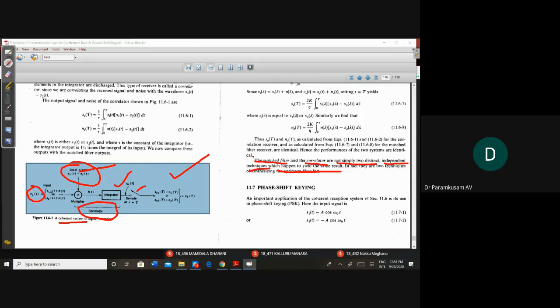s1 of t is the transmitted signal for logic 1, s2 of t is the transmitted signal for logic 0. And if it is logic 1 we send s1 of t, if it is logic 0 we send s2 of t.